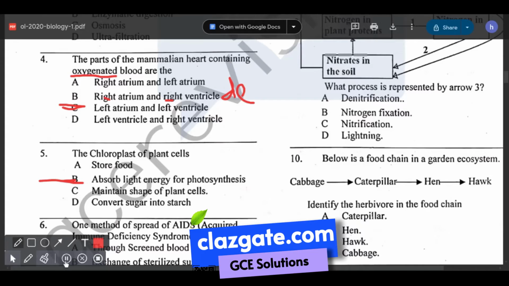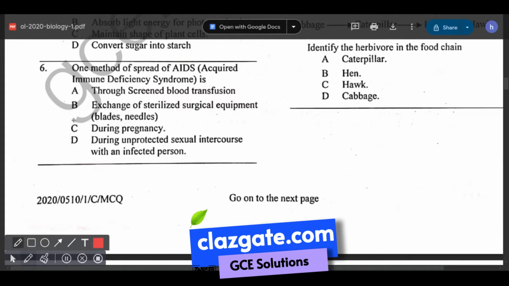And then question number 6. Number 6 is asking us about one method of spread of AIDS. Is it through screened blood transfusion? No, the blood is screened. And then we also have the other option, which is unprotected sexual intercourse with an infected person. Don't forget, the person is infected. So if you have unprotected sexual intercourse with an infected person, you can get AIDS. So this is a method of spread of AIDS, that's D.